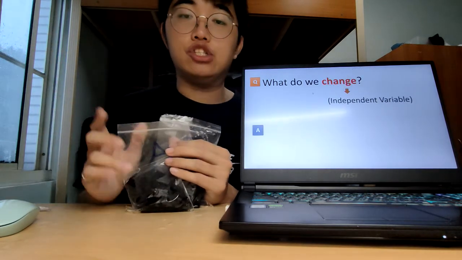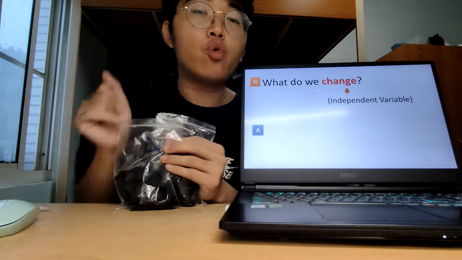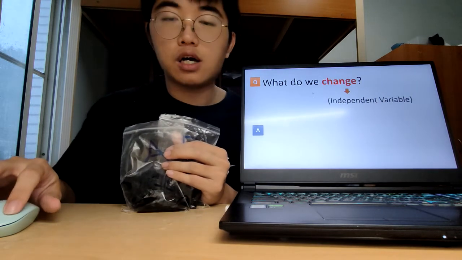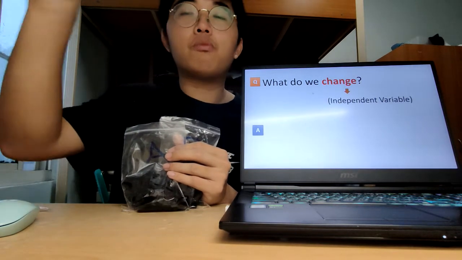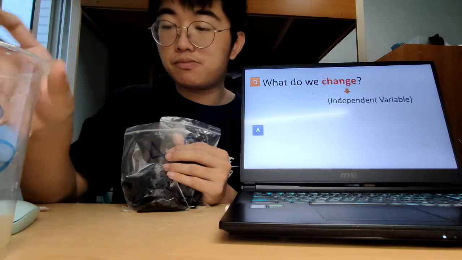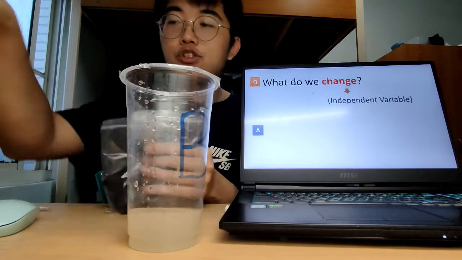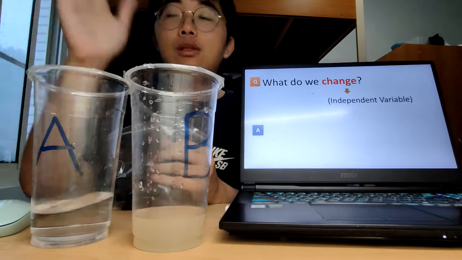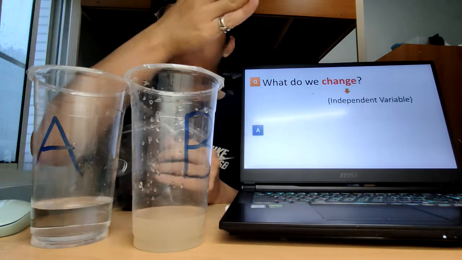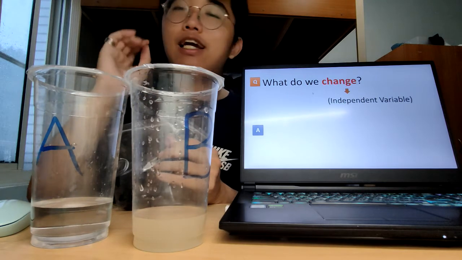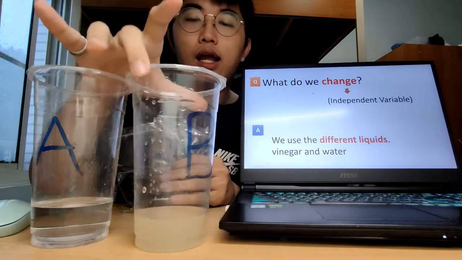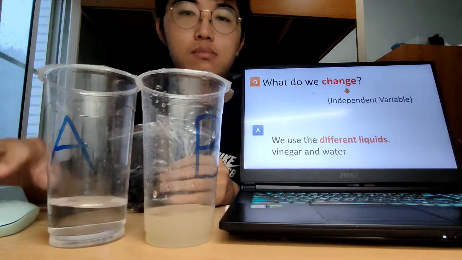So what do we change in this experiment? What do we change? The independent variable. So the group 1, do you have any idea? What do we change over here? What do we change? You said the water. Water, group B. Vinegar, very good. We use the different liquids, the vinegar and the water.